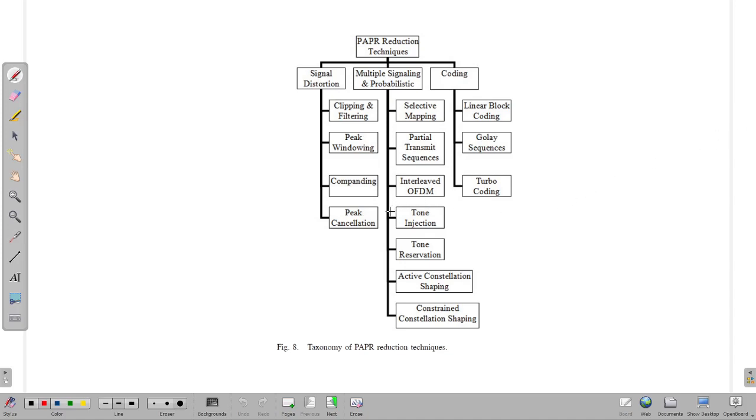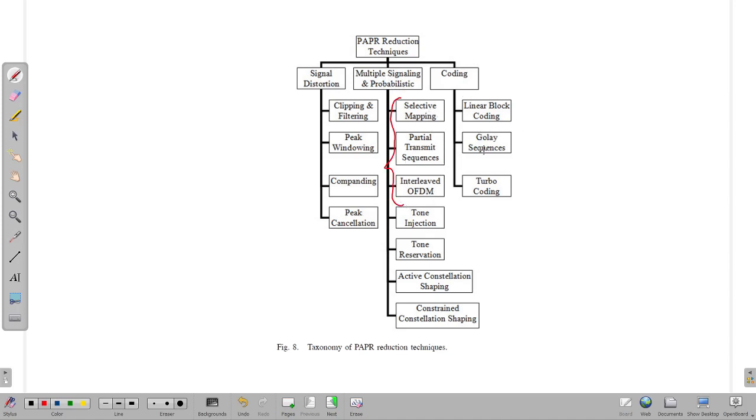Now we'll learn about some other techniques. Please note that in multiple signaling and probabilistic techniques, there is no loss of information. What we have seen in signal distortion methods, there is loss of information, but in multiple signaling and probabilistic methods, there is no loss of information. And the three methods you have studied in multiple signaling are selective mapping, partial transmit sequence, and interleaved OFDM.